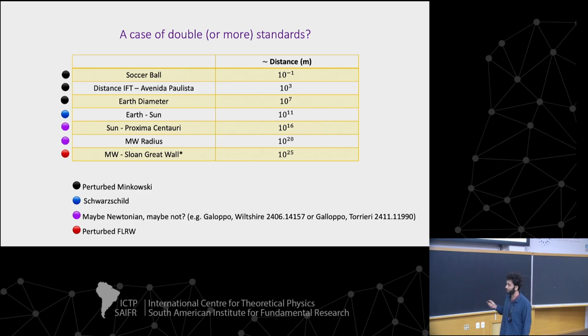When we go to a bit larger scales, we have maybe Newtonian physics, so some perturbed Minkowski that is still valid, or maybe not, because, for example, there are a lot of people like Galoppo, who is a PhD student, or Wiltshire, or Torrieri, whom I don't know where he is based now, that are trying to say maybe this type of dynamics is not well described by Minkowski, and you have to take into account rotational effects, and they might be responsible for the apparent rotation curve of galaxies. So maybe they will explain that matter. I don't think that's the case, but it's just to stress that it's important to keep in mind that we are using metrics on these scales, but we don't really know which one we should use.